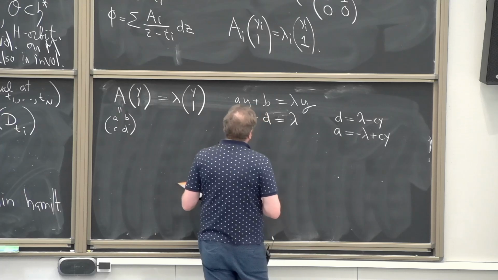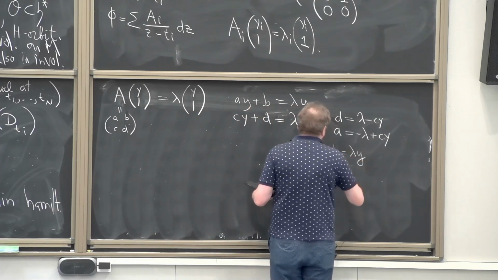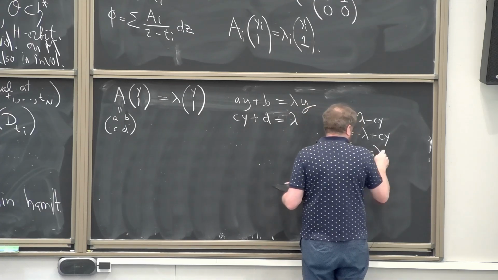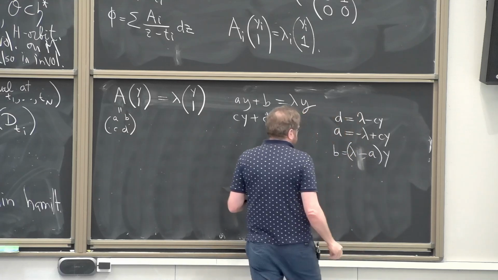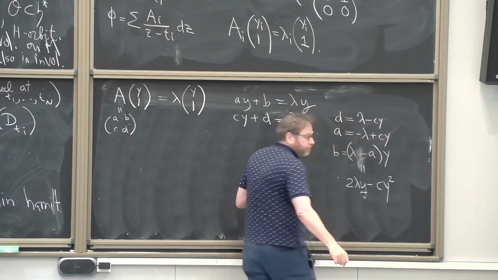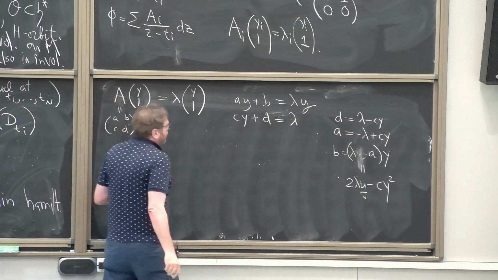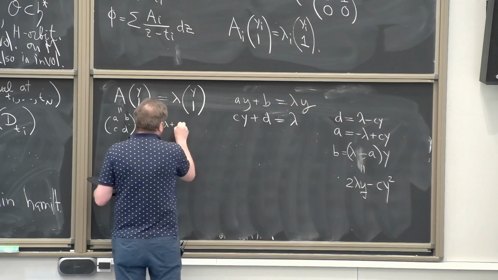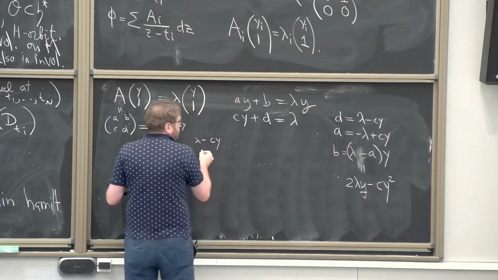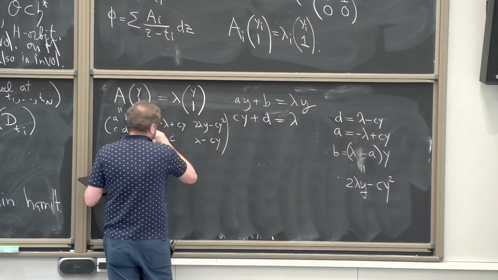And then B is equal to lambda y minus a y, so lambda minus a, times y. And lambda is this, so this is equal to 2 lambda y minus c y squared. So we've got the following matrix: minus lambda plus c y, lambda minus c y, 2 lambda y minus c y squared, and then this c.